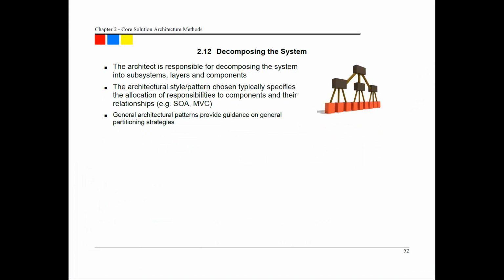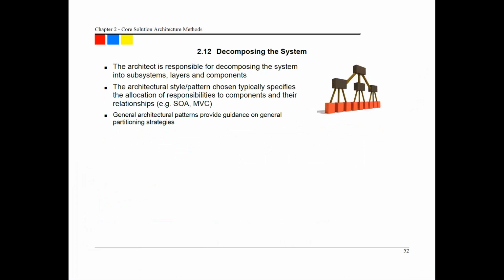We do that typically by applying some form of architectural style or architectural pattern. What we found is that there are common ways of doing things. For certain types of systems, messaging works well, so there's a messaging pattern. For systems implementing business processes, orchestration patterns work well. And so we decompose the system quite often under the guidance of an architectural style or pattern.